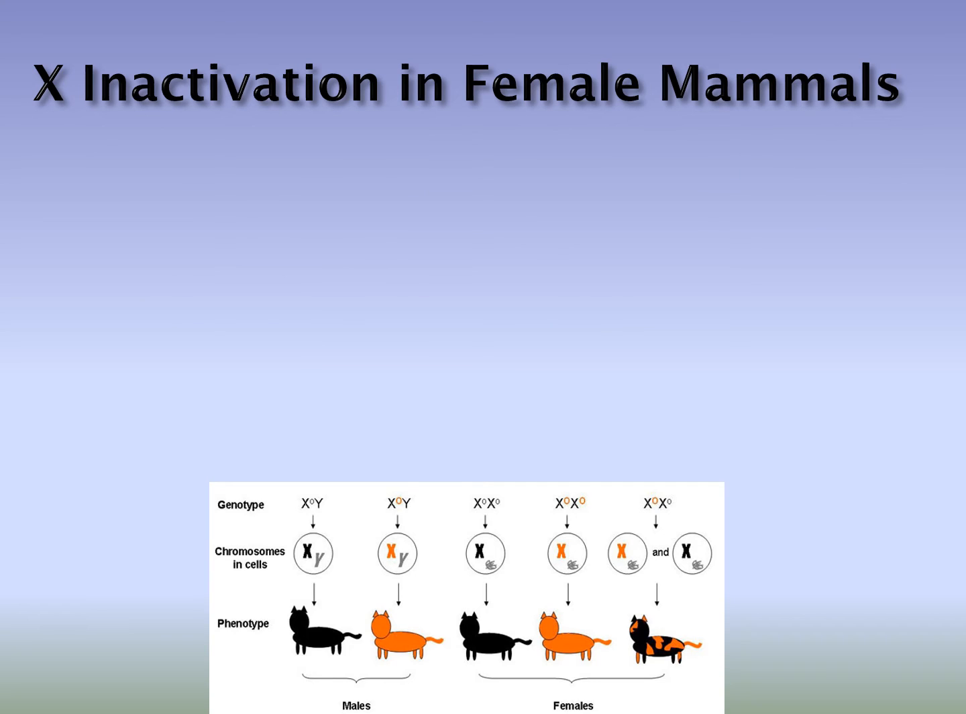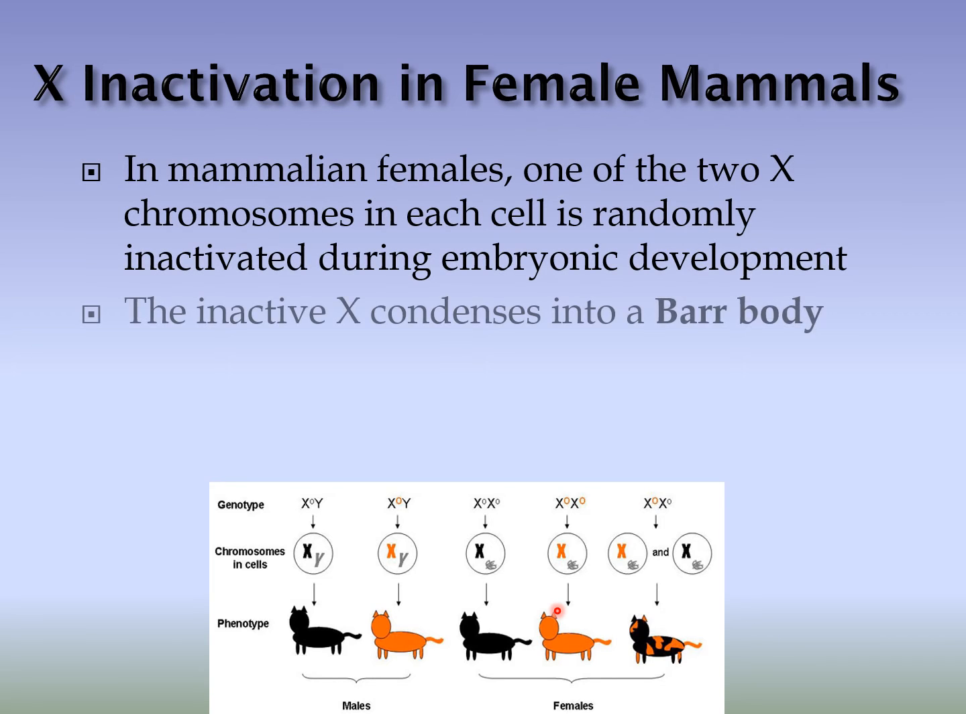Now, X inactivation happens in female mammals. So let's look at the cats, because it's most obvious in the cats. Remember, the females have 2 X chromosomes. One of the 2 is going to be inactivated in each of the cells. Now, if a female is heterozygous, she will turn out to be a mosaic. So whenever you see a calico cat, it's going to be a female because that female is a mosaic. It depends on which X chromosome is inactivated. The inactivated X chromosome is called the bar body, which is a very condensed chromosome inside the cells.